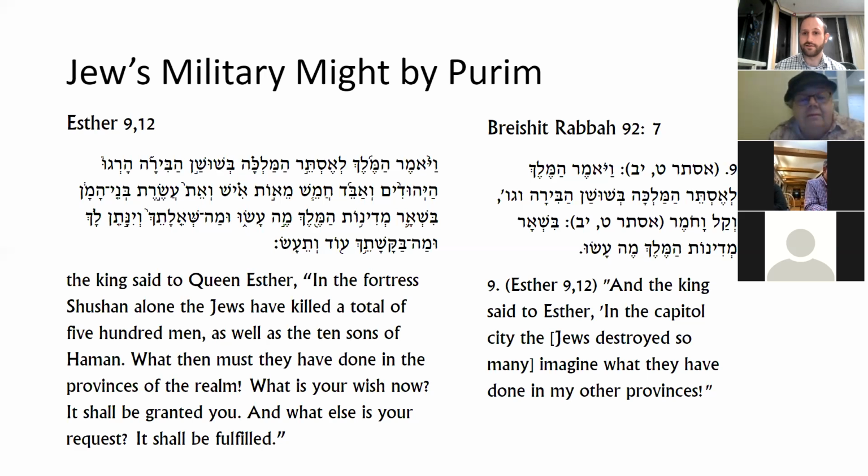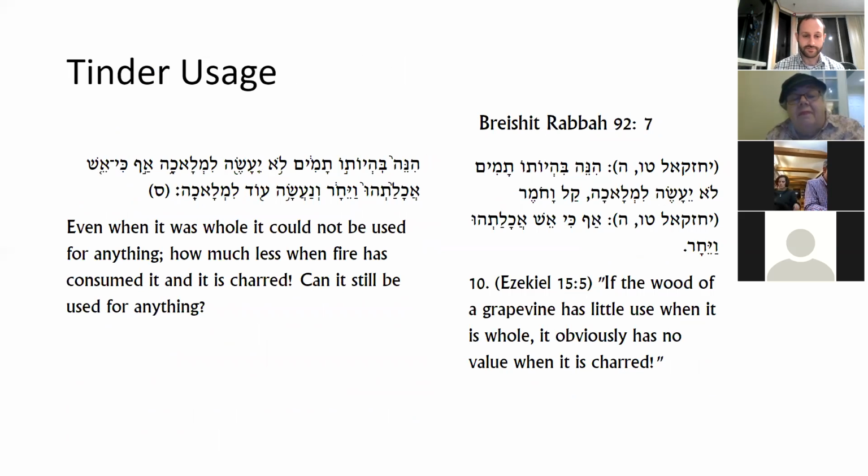And last but not least, we have one from Yechezkel, comparing the Jews to a grapevine, and how they keep getting worse and worse. Even when the grapevine was whole, it could not be used for anything. How much less when fire has consumed it and it is charred? Can it still be used for anything?